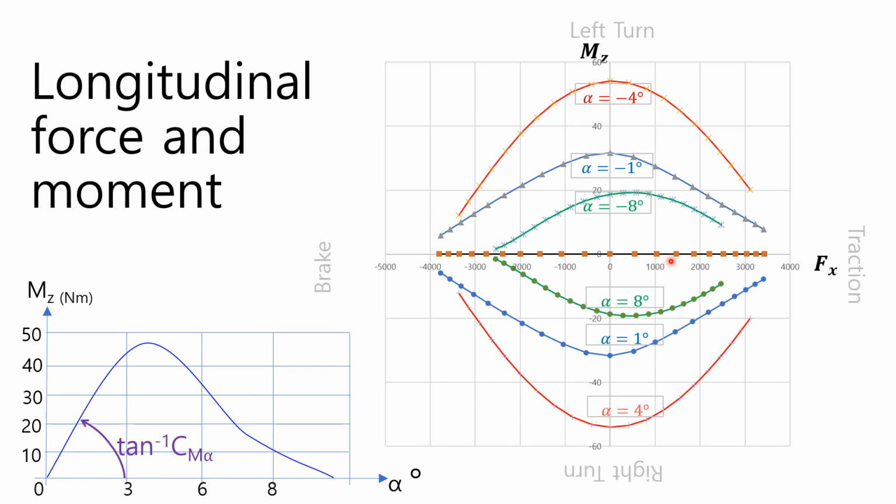When the longitudinal force Fx is 0, the moment increases up to 4 degrees and then decreases again. In addition, it can be confirmed that the absolute value of moment decreases as the absolute value of longitudinal force increases.